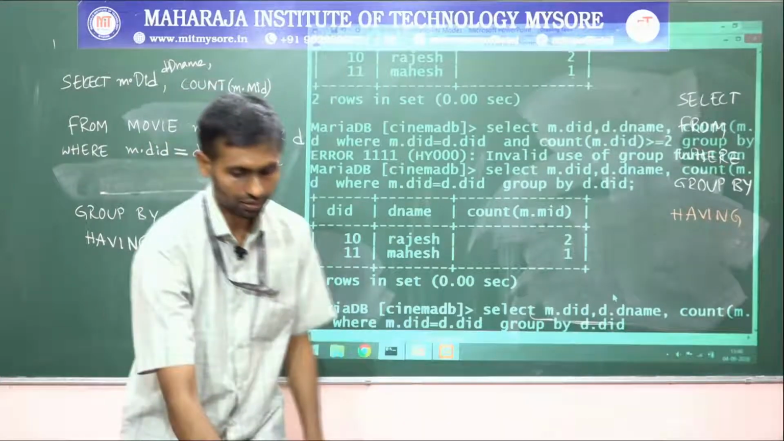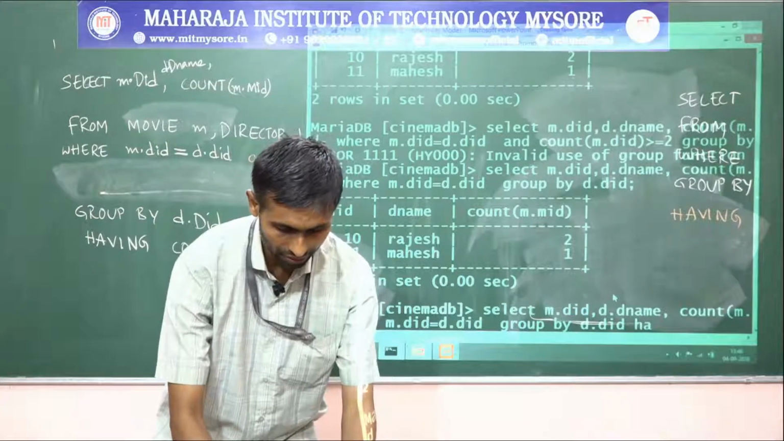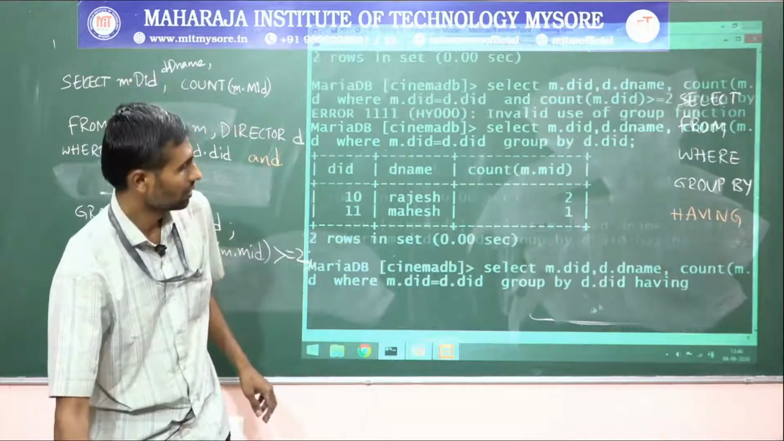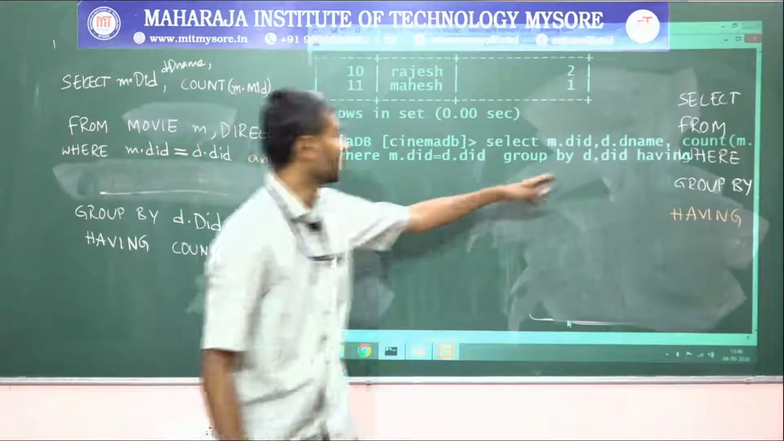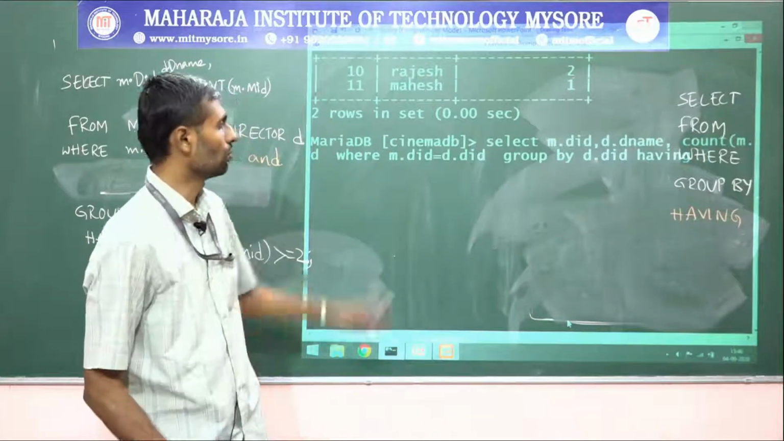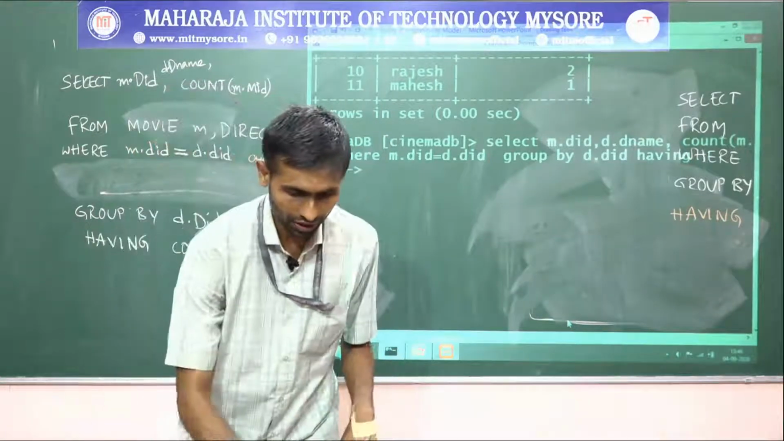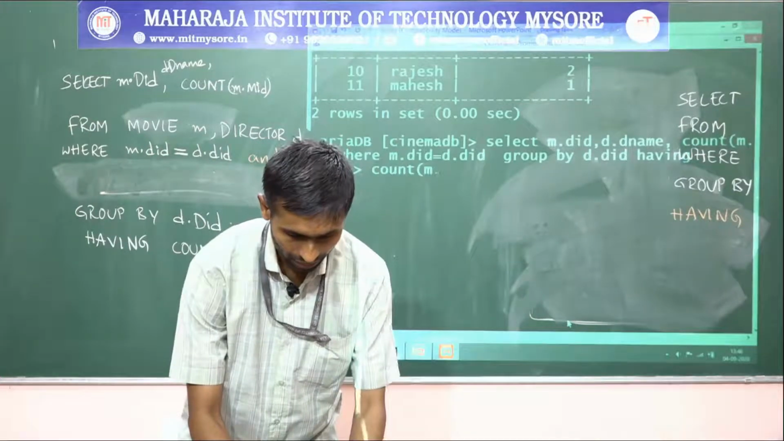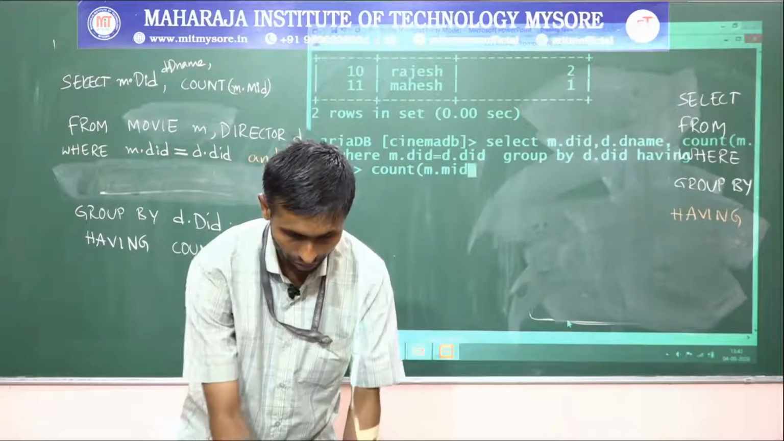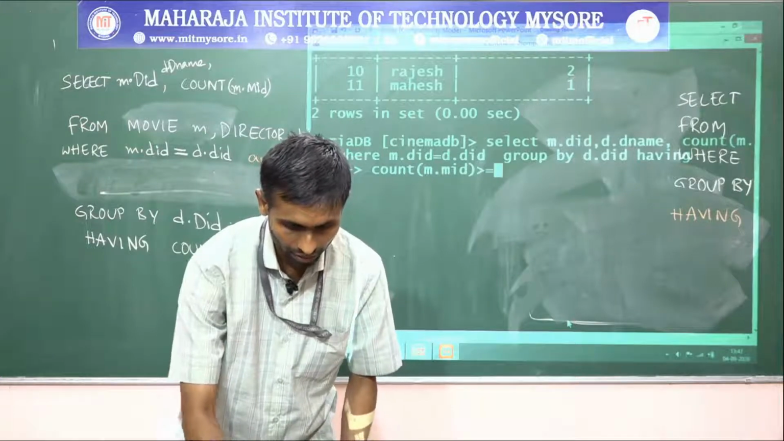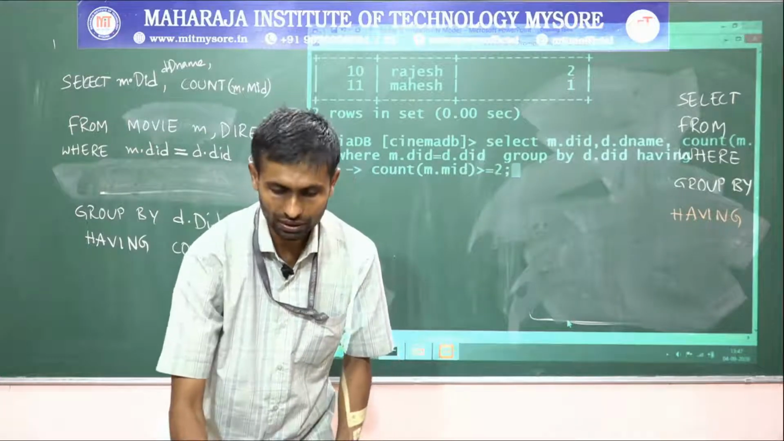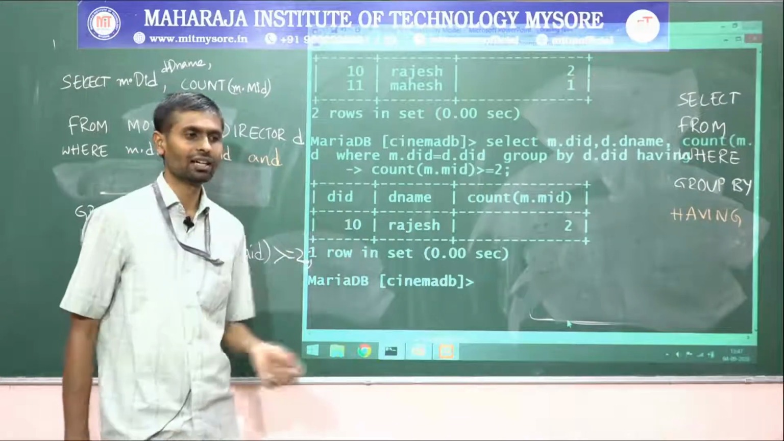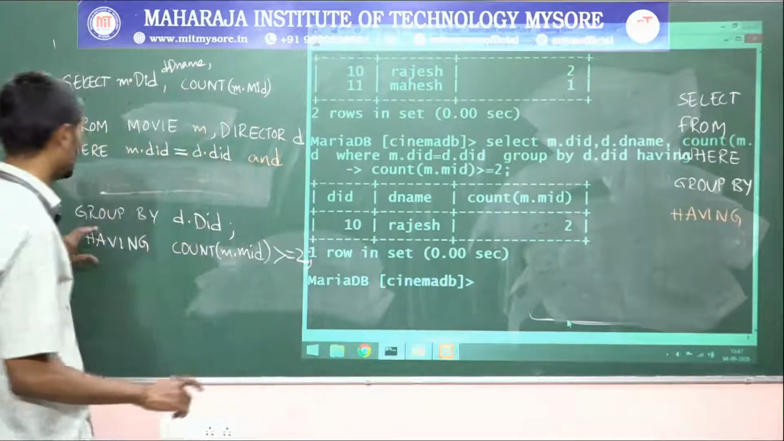Till this much we have written. Then the additional thing to be added is GROUP BY did. We have written GROUP BY did. After that, go with HAVING, where one condition is to be written: count of m.mid should be greater than or equal to 2. That's it. Enter. Look at this. We got an answer, right? Earlier we got an error. Now we got an answer. The additional thing we added is the HAVING clause.